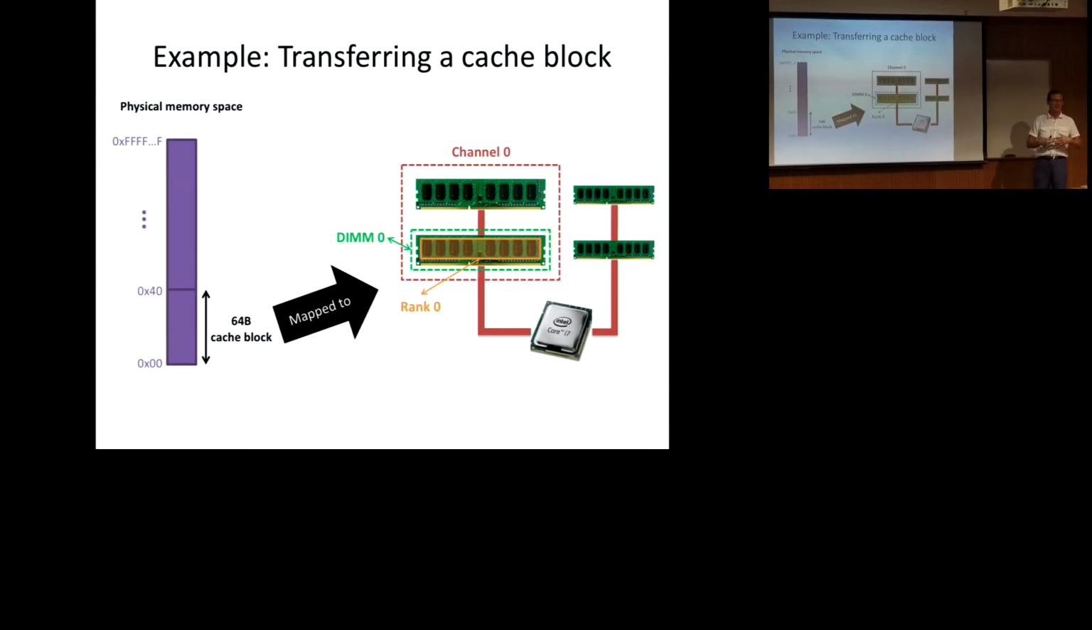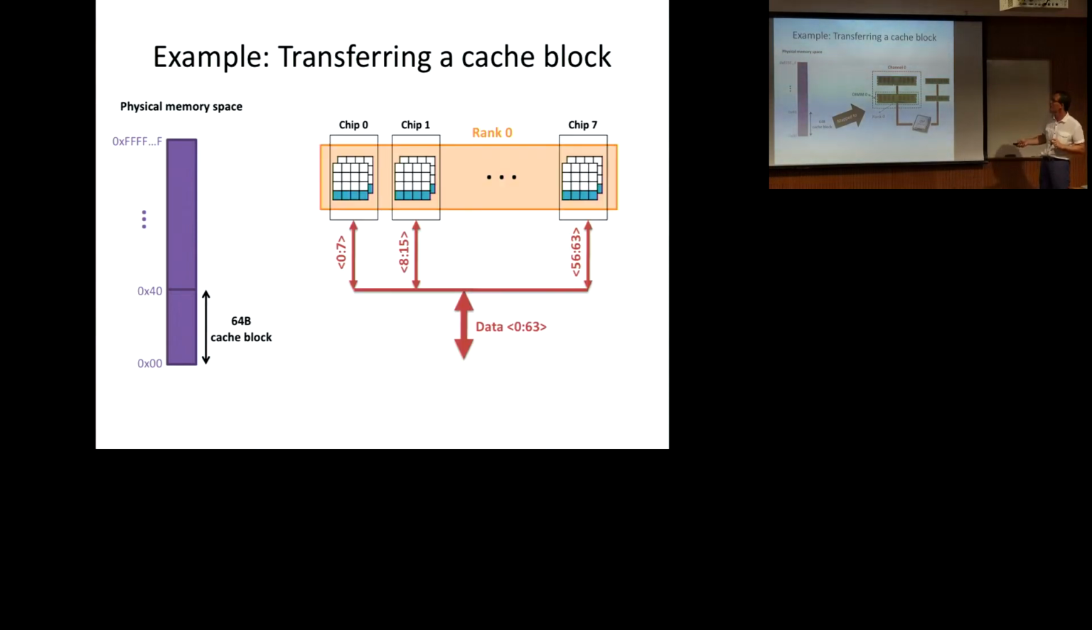Now let's take a look at how we transfer a cache block. In order to be able to transfer a cache block, you need to map it first. And there are a bunch of mapping mechanisms. Mapping is actually very, very interesting, but we're not going to cover a lot. Let's assume the cache block is mapped to this rank 0 over here. You don't want to distribute the cache block across rank 0 and rank 1 because, as I said, you cannot access the ranks in parallel. You have a switching penalty between them. So the 64-byte cache block is mapped to channel 0, DIMM 0, rank 0. And there's some mapping in the address bits that determines that.